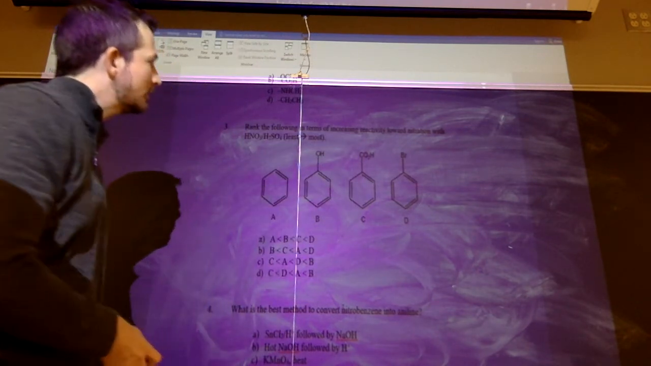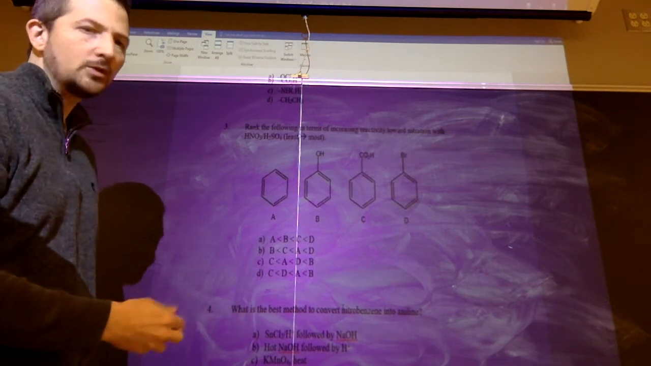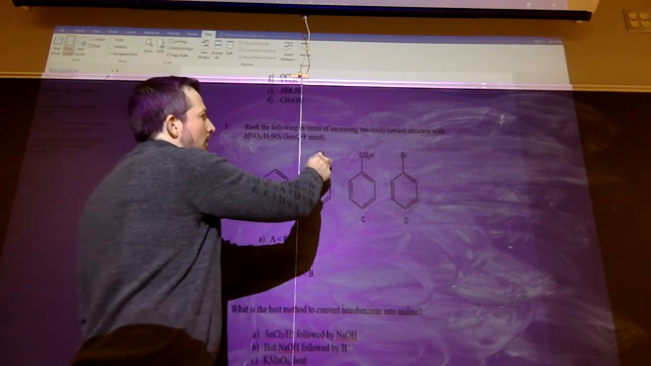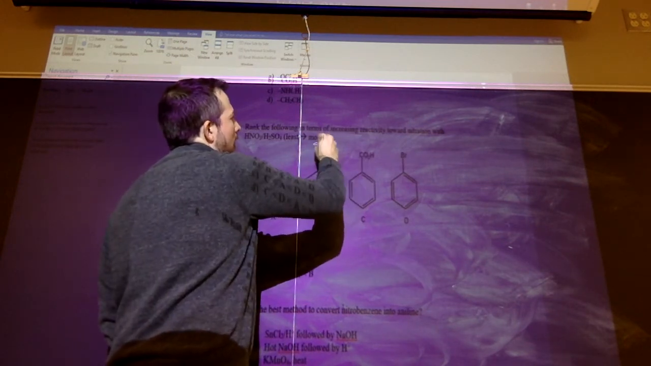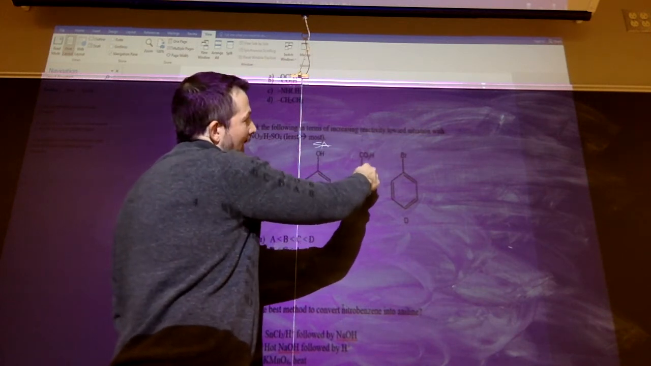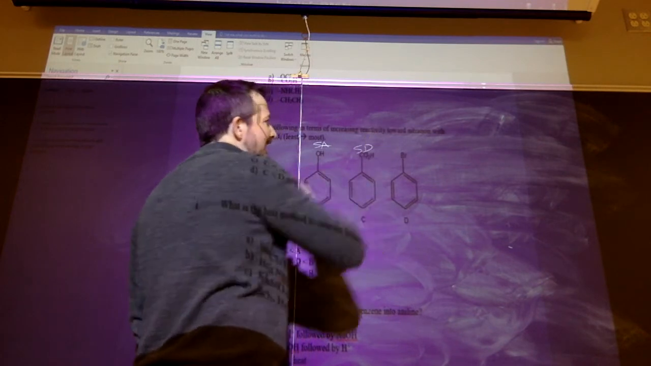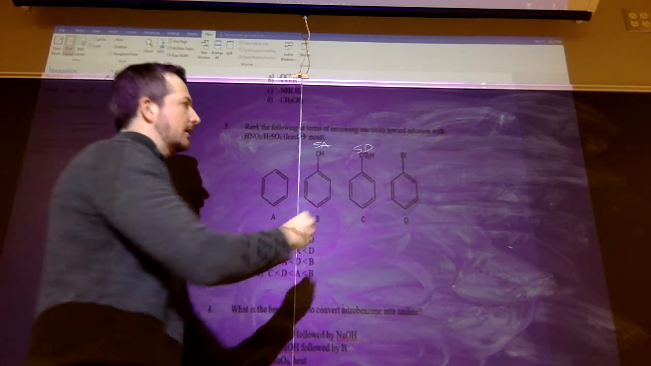Rank the following in terms of increasing reactivity towards nitration. So I just want to go most reactive here. So I'll look at the activating effects. So oxygen, OH group, strongly activating. CO2H, that C double bond O, strongly deactivating. Halogens are weakly deactivating.